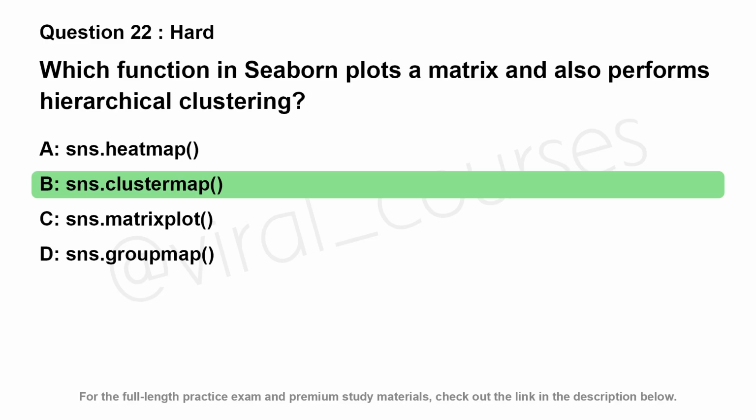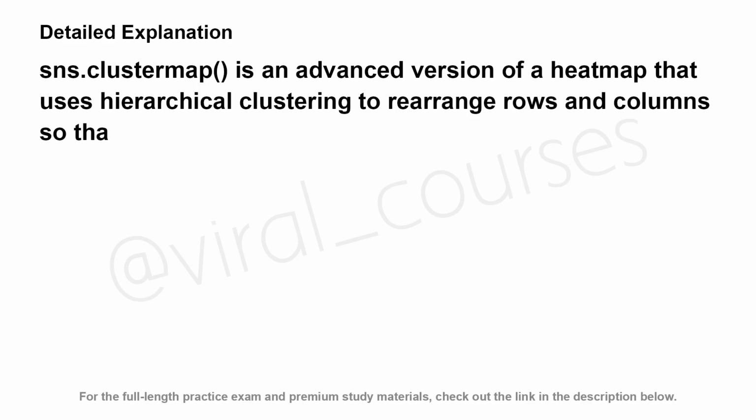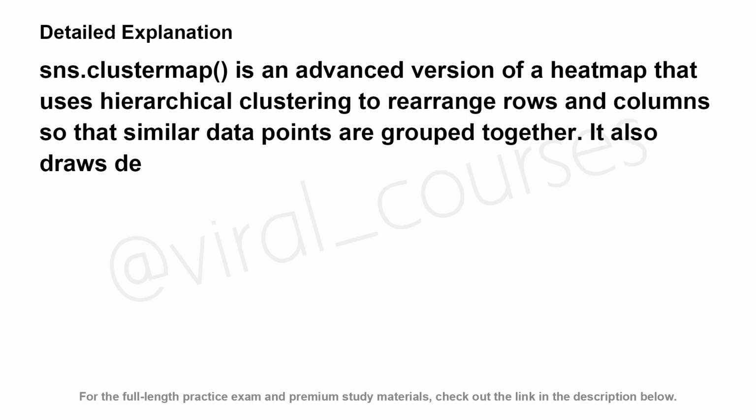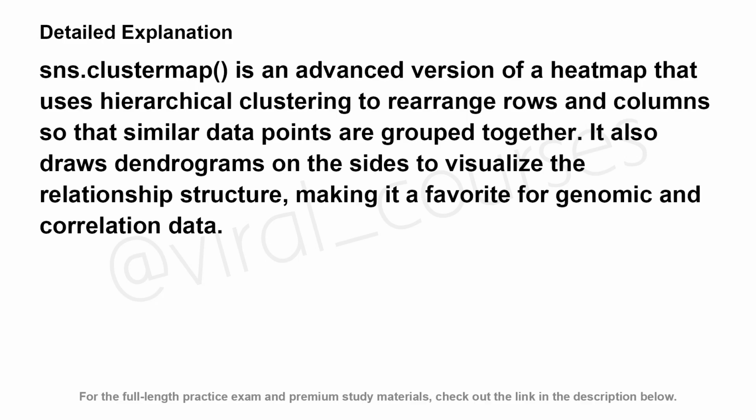The correct answer is B. sns.clustermap is an advanced version of a heatmap that uses hierarchical clustering to rearrange rows and columns so that similar data points are grouped together. It also draws dendrograms on the sides to visualize the relationship structure, making it a favorite for genomic and correlation data.